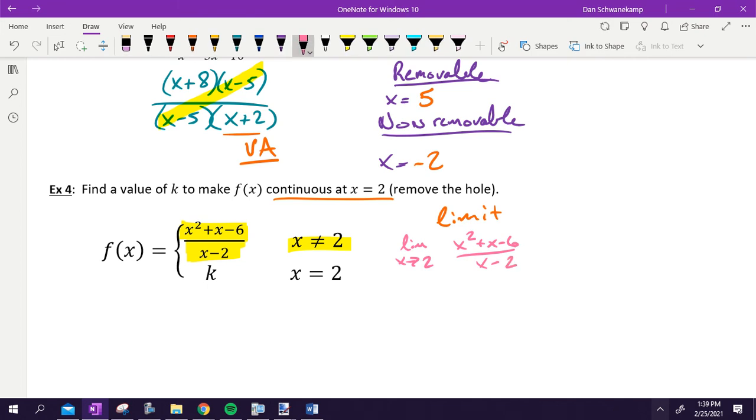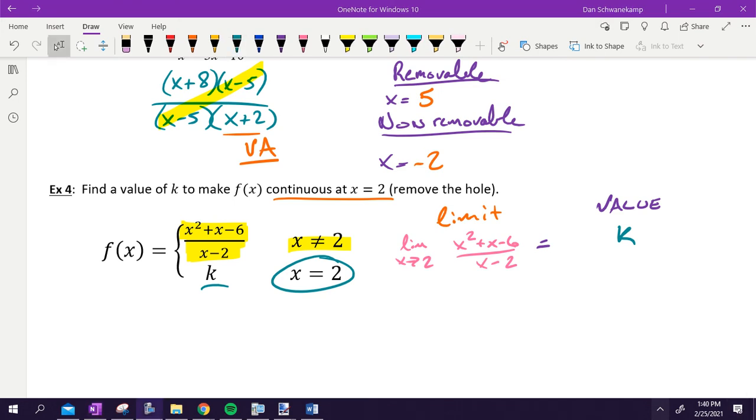That's going to tell me a limit, but I need the limit to be equal to the value. What is going to tell me the value for this problem? It's just k, because that's what it is when x is equal to 2. So we want the limit to be equal to the value. We just make a little baby equation here. Solve that equation. Figure out what k needs to be.